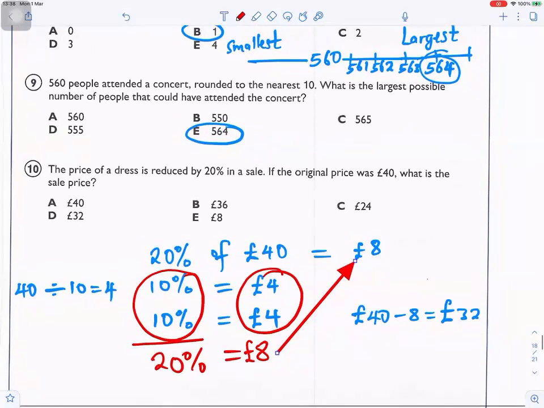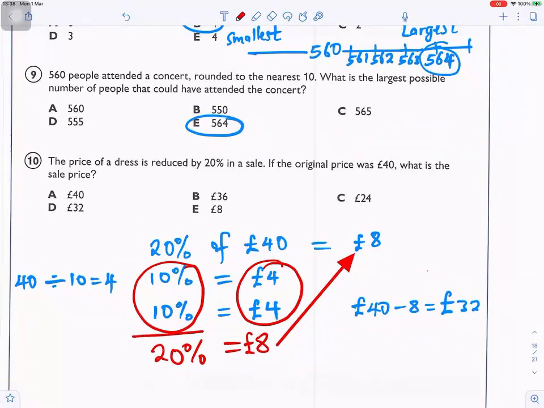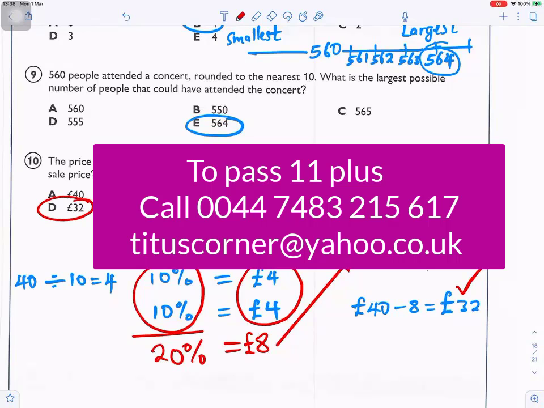So that's the reduction in price. And you remove that from £40, you get £32 left. So you would circle D and go and mark it on the answer grid, £32 as the amount.